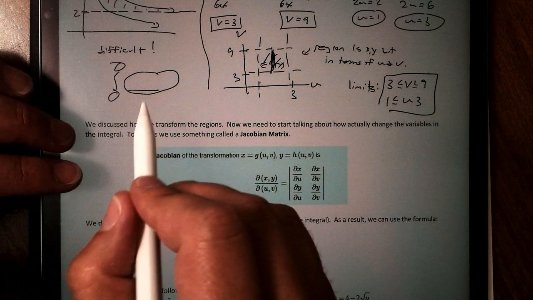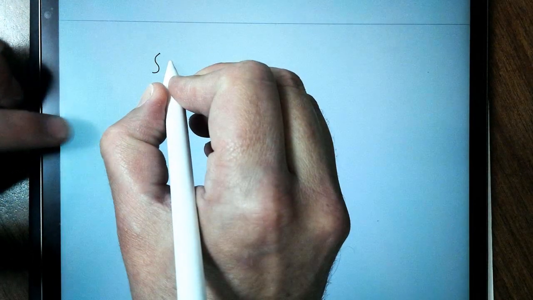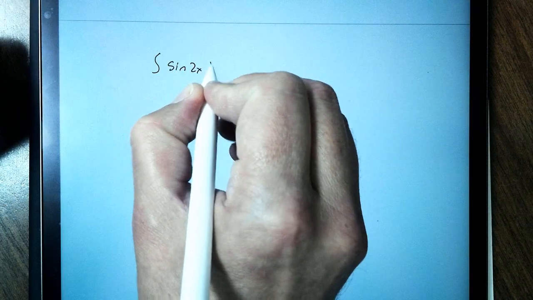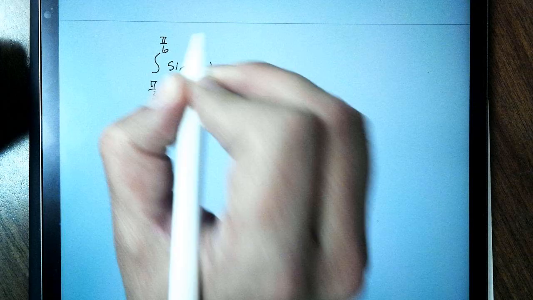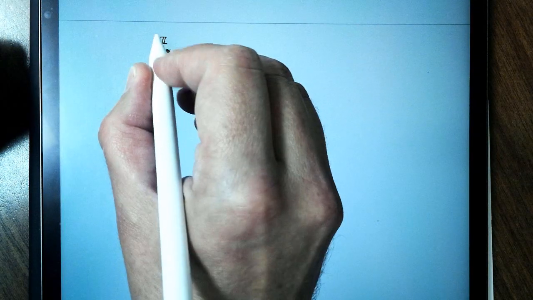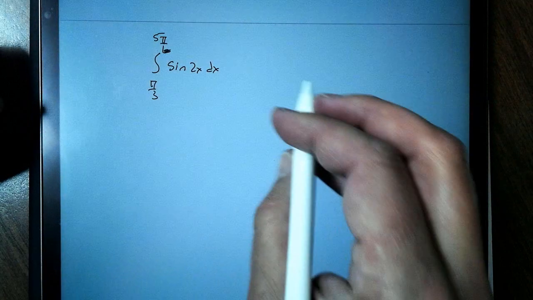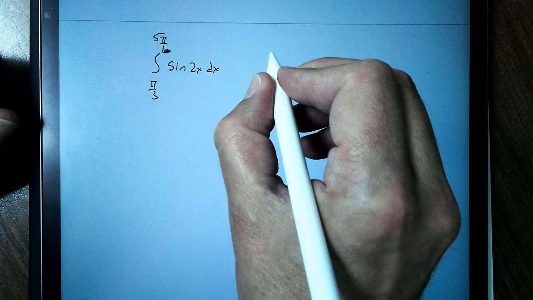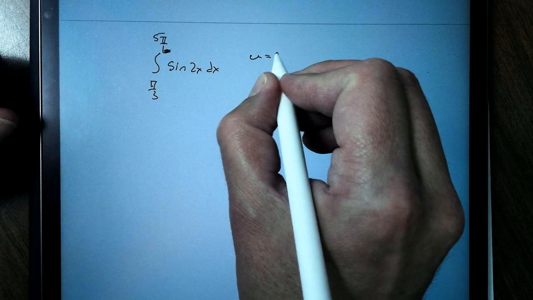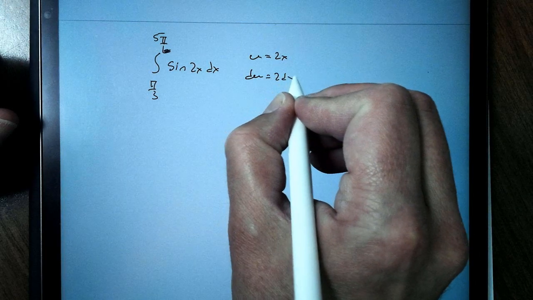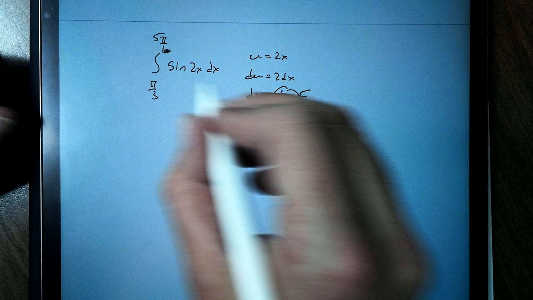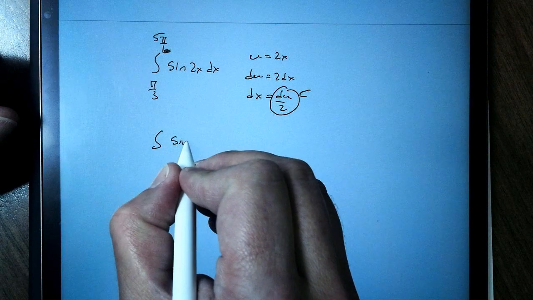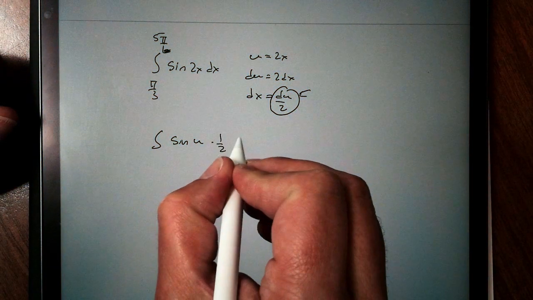So when you use u substitution, you might recall, let's go to a blank sheet of paper. When we did u substitution last year, let's say we had the integral of sine of 2x dx, from pi over 3 to 5 pi over 6, make it look better. There we go. When we did our u substitution here, we would let u equal 2x, our du would be 2 dx, which gives me dx equals du over 2. Notice, we changed the inside. So my inside is now going to be sine of u times 1/2 du.